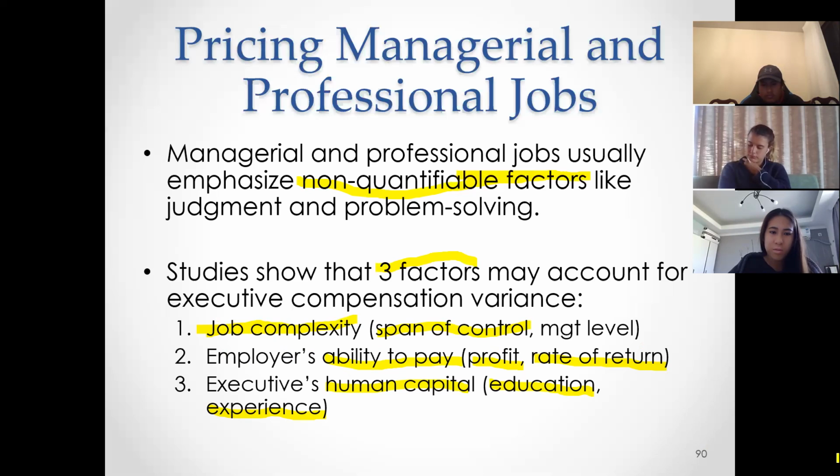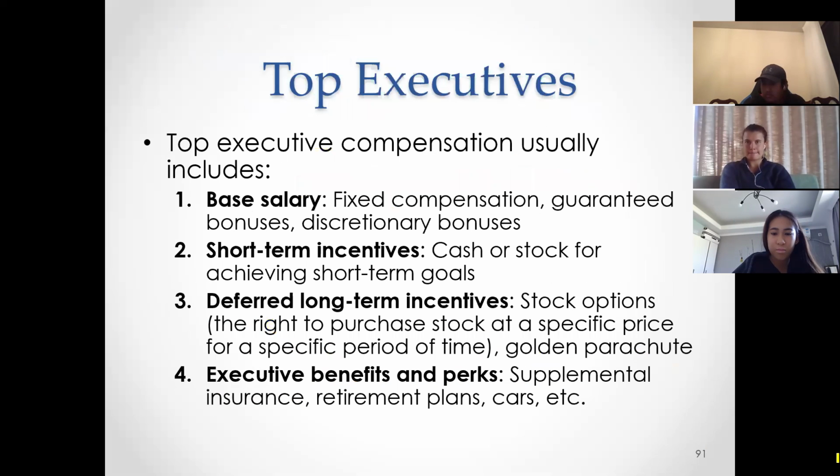What about them, the highest level people? For the highest level people, actually the salary is not the biggest part of their compensation. So top compensation, it does have a salary, of course, and that is your fixed salary every month, your guaranteed bonus, and a discretionary bonus. What's the difference between guaranteed and discretionary?